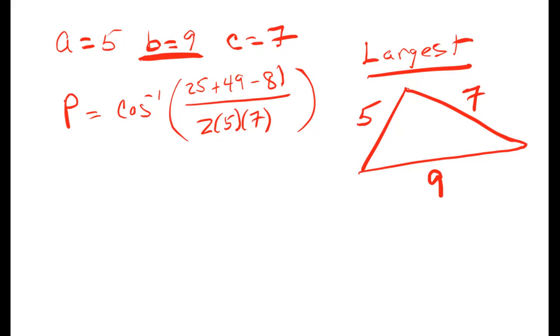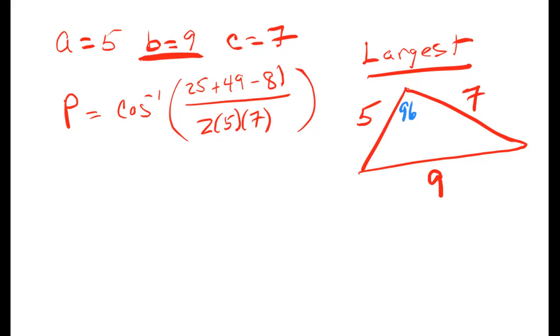Does anybody have the measure of the angle for me? The nice part about Desmos is you can type this in just as it looks in one shot. If you don't want to find 5 squared in your head, you could put 5 squared plus 7 squared minus 9 squared. What's the measure of our angle? 95.7, so I'm just going to say 96. Everybody okay with that? Everybody able to find that angle?